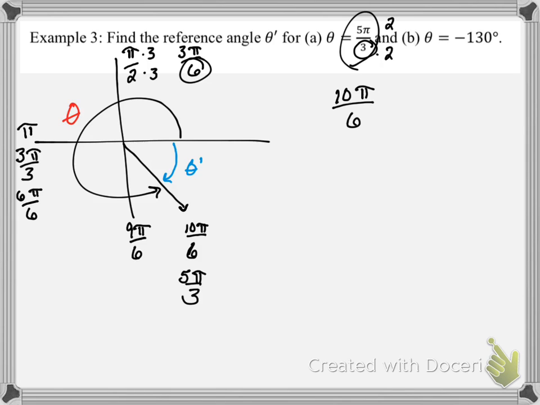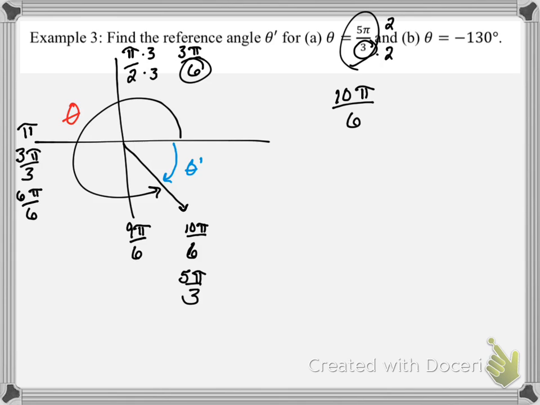Well here, if we notice, this is actually just shy. This one is just how much less than a full rotation am I? So we know a full rotation in radians is 2 pi. If you don't know that right now, you need to practice that a little bit. A full rotation is 2 pi. And we're actually back 10 pi over 6 from that.